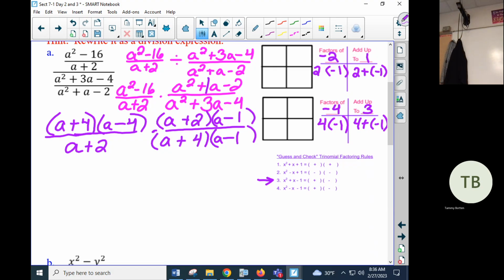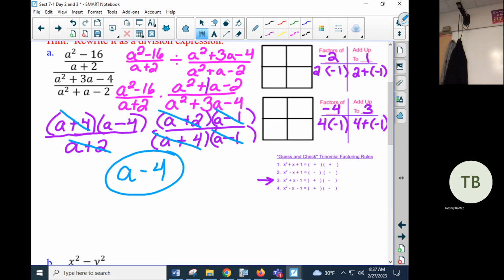Okay. Then I start crossing out. One thing has to be on top, one thing has to be on the bottom. So my a plus 4s can cancel. Then I have my a minus 1 can cancel. And I have an a plus 2 can cancel. The only thing I have left is an a minus 4 on the top. So I would just write it like that.